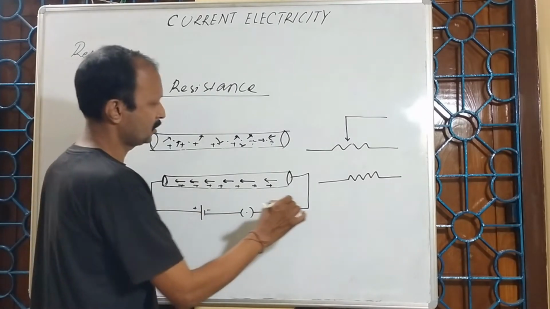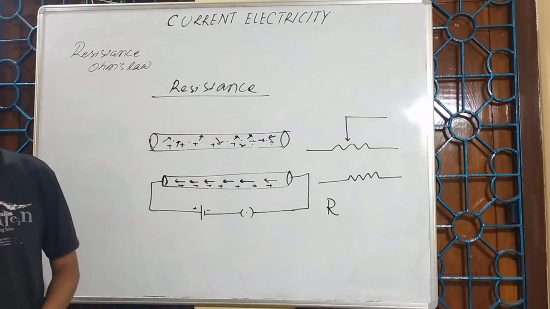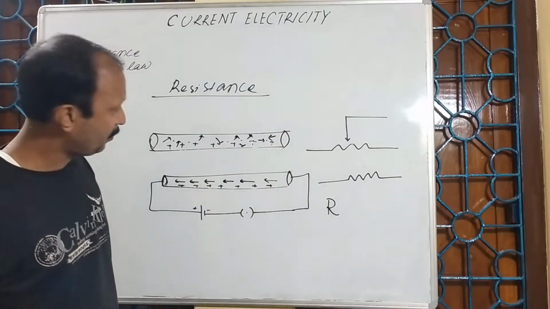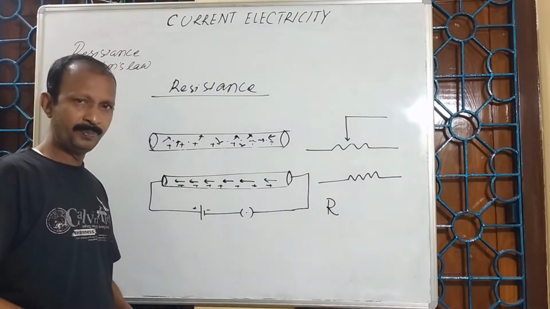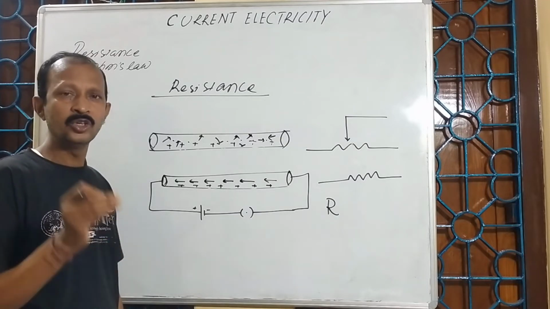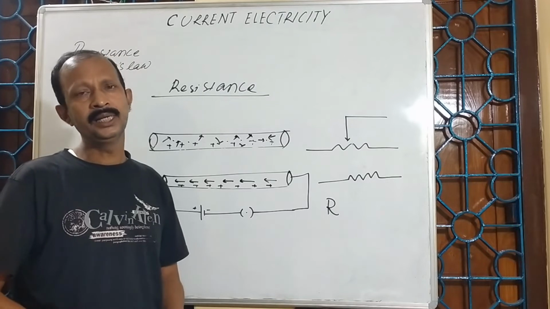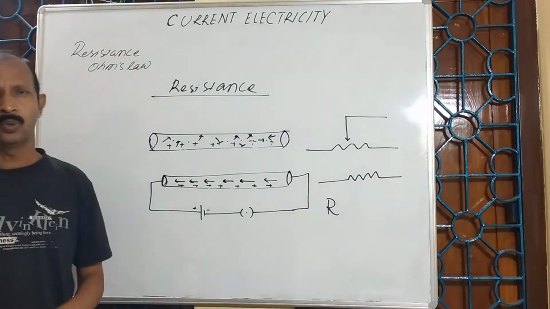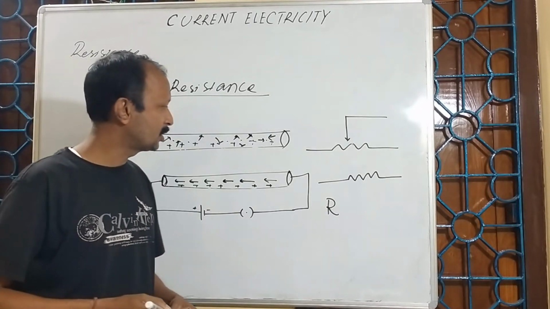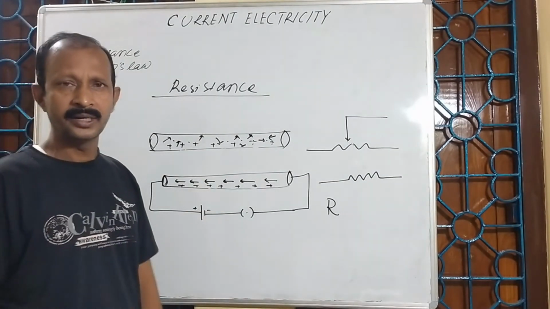Okay, the resistance we represent by the symbol R. So I can say that the resistance of a conductor depends upon the number of collisions with the positive ions. If the collisions are more, definitely the resistance is also more. If the collisions are less, definitely the resistance is also less. So children, I hope that you might have understood what we mean by resistance.